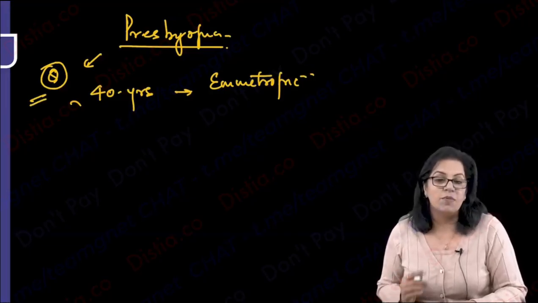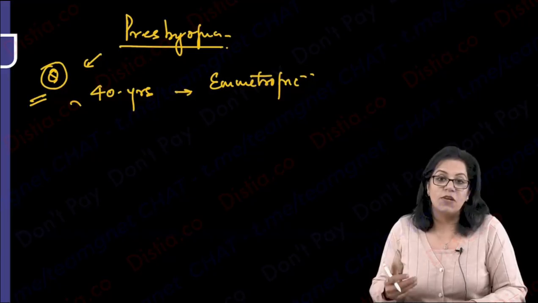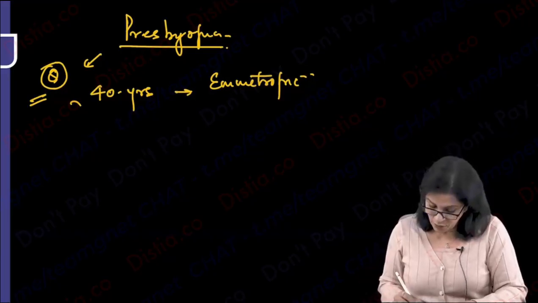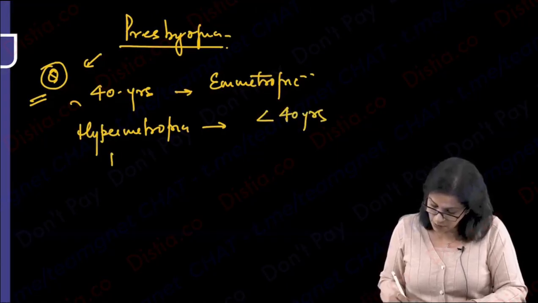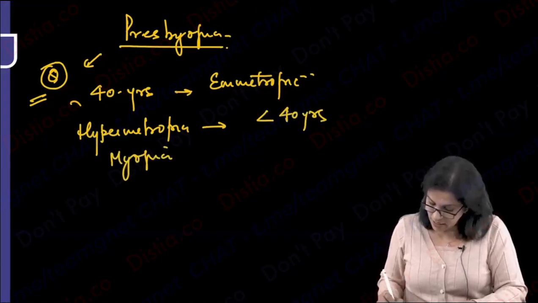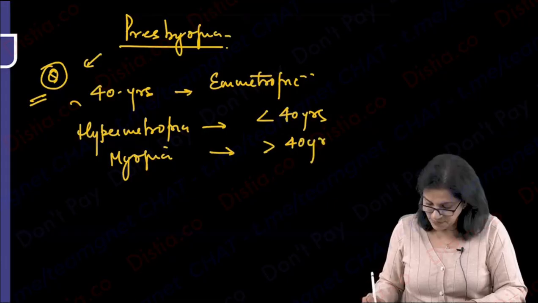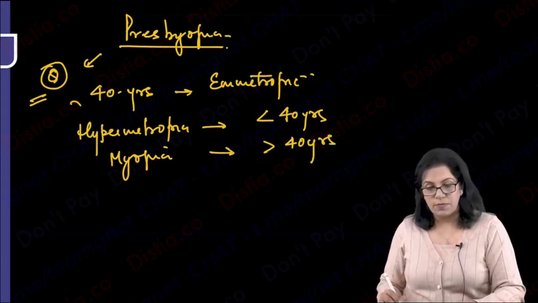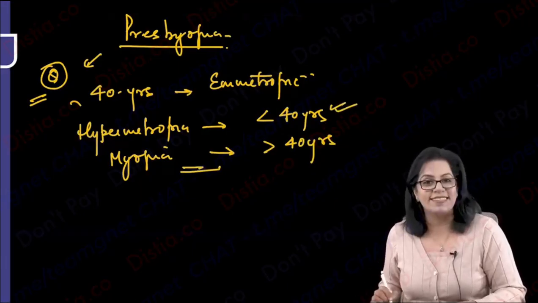Think yourself. Hypermetropia is already a situation of less power. This is also a situation of less power for the near. Therefore, whenever your patient is hypermetropic, we are going to learn in hypermetropia, it is less than 40 years, and in myopia, presbyopia sets in after 40 years. Okay. So in myopia the patient's presbyopia sets in after 40 years, and here it is before 40 years.